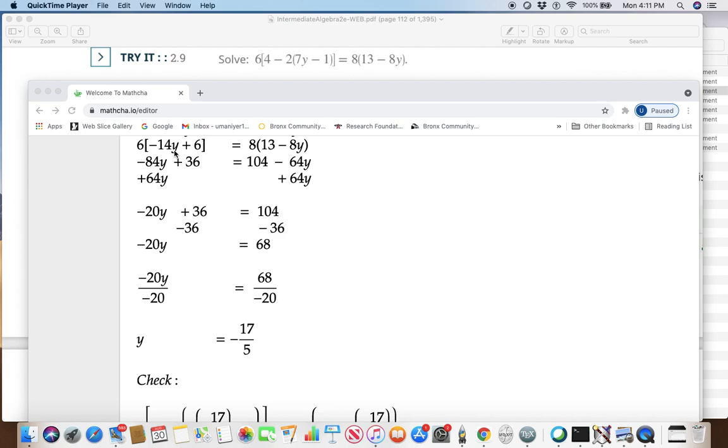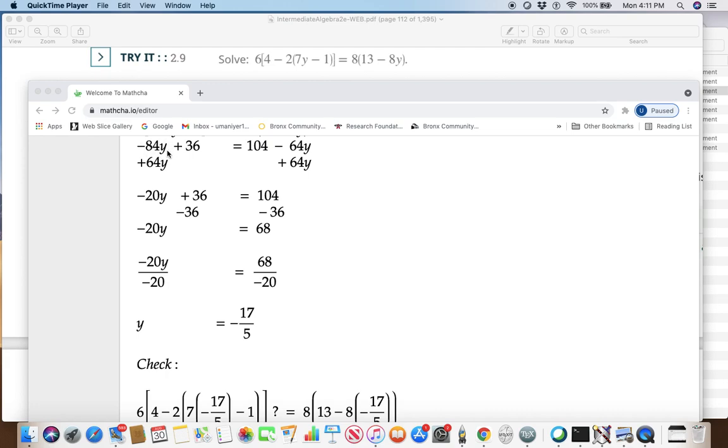6 times negative 14y is negative 84y. 6 times positive 6 is positive 36. Here, 8 times 13 is 104. 8 times negative 8y is negative 64y. Now, I have a y term here and a y term here, so I'm getting rid of the smaller looking y term, smaller magnitude, adding 64y to both sides.